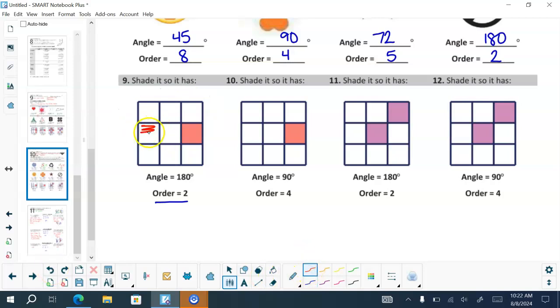So right here is where I should shade. That way, if I go to turn this around, it should land perfectly 2 times. It should go 180 degrees with your pad paper, and then if you rotate your pad paper again one more time, you're back to your original spot, and it should look the same. So that's kind of what I would suggest that you guys do on these ones.